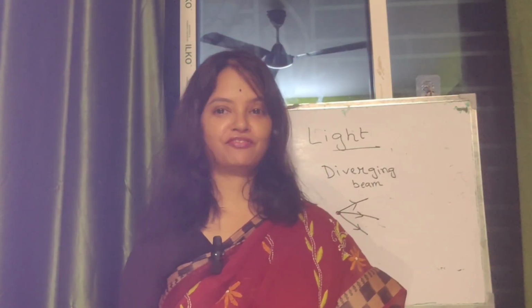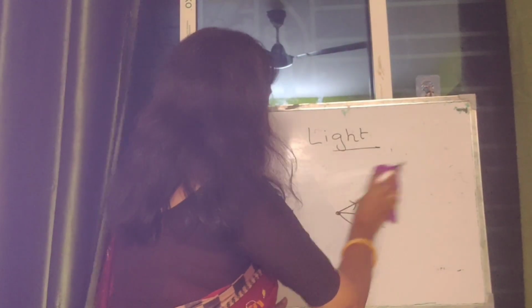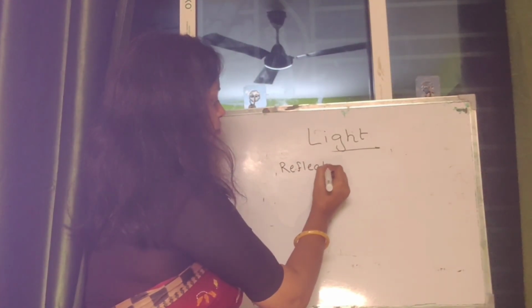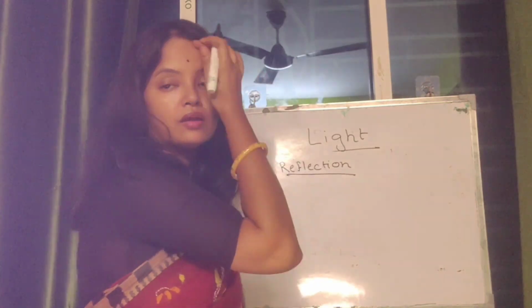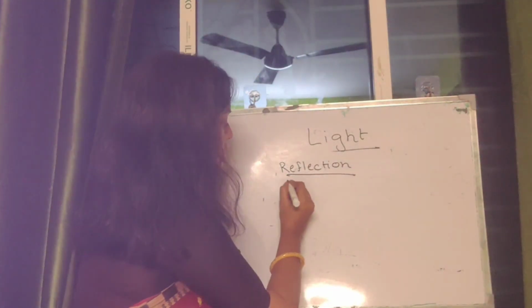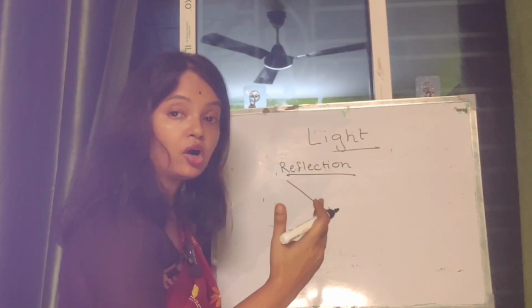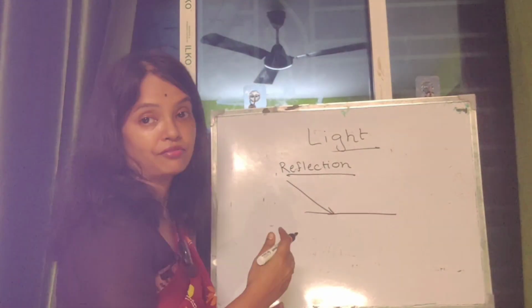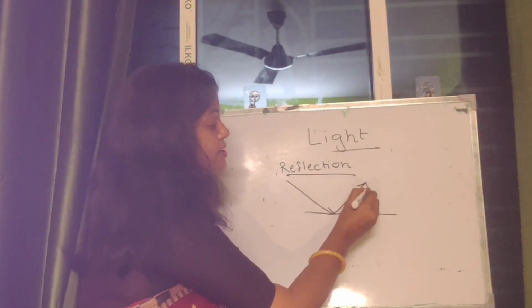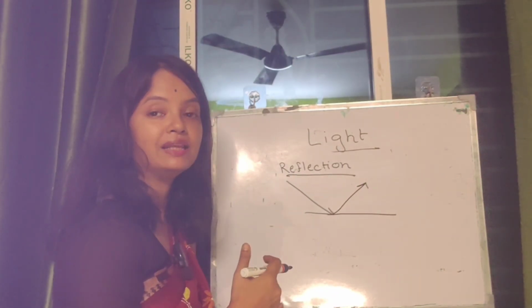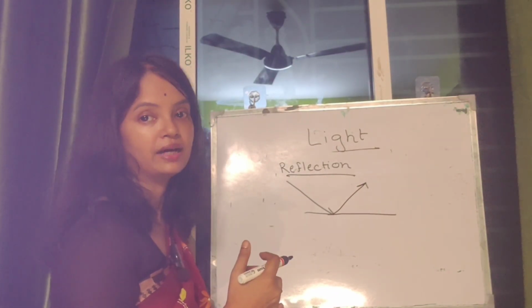Now, let's come to the topic of reflection. Finally, let's see what is reflection. Whenever a light ray strikes the surface of an object, this is the surface, it bounces off the surface. This phenomenon of bouncing of the light is called reflection of light.